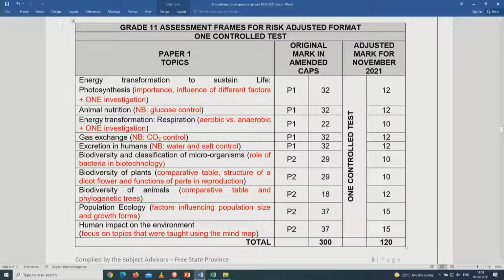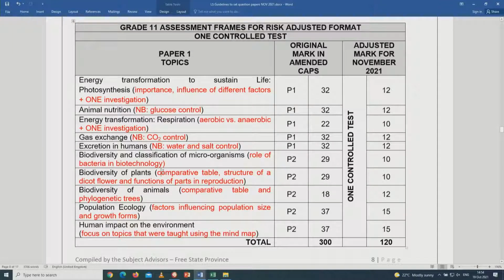Biodiversity of plants. Remember in our ATP, and after visiting some schools, myself and the subject advisors, we found that teachers either don't really understand what is meant by this comparative table, or how to put it in a workbook. It's exactly what it is. It's a comparative table, and the plants in the CAPS, it explains.